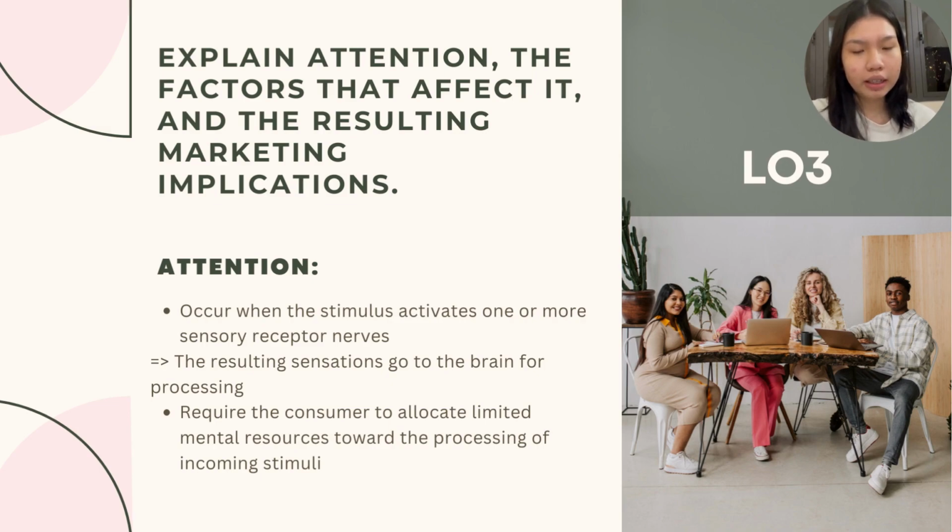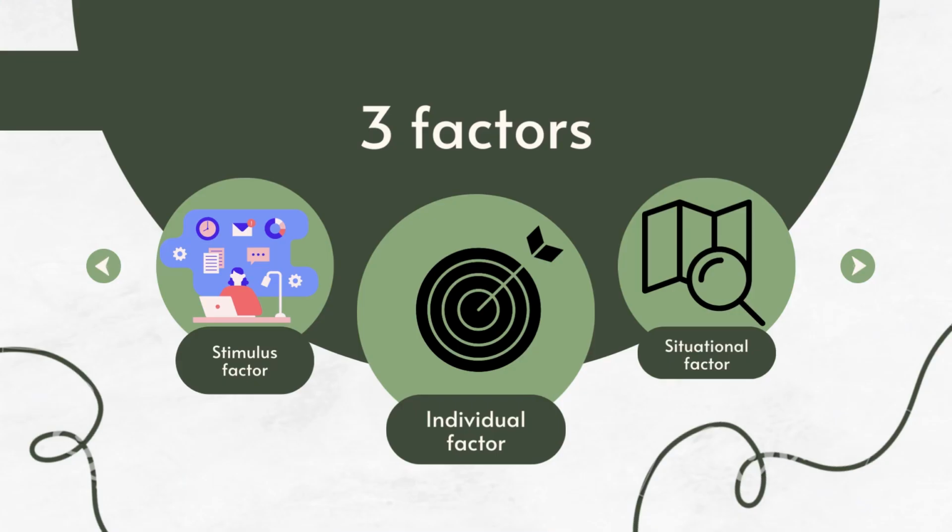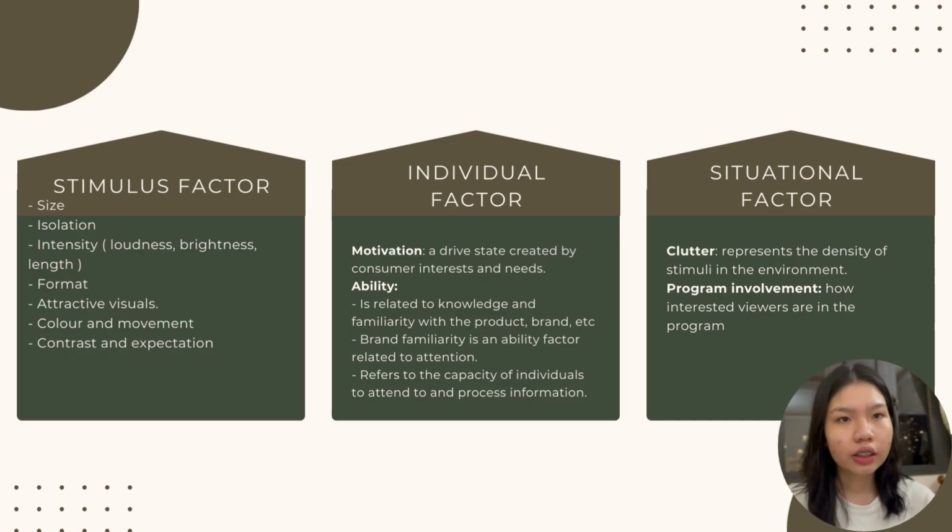So attention occurs when the stimulus activates one or more sensory receptor nerves, and the resulting sensation goes to the brain for processing. This process requires consumers to allocate limited mental resources toward the processing of incoming stimuli. So attention is determined by three factors. The first one is stimulus factors, or physical characteristics of the stimulus itself, including size, intensity, like loudness, brightness, length, attractive visuals, contrast and expectation, isolation, format, color, and movement.